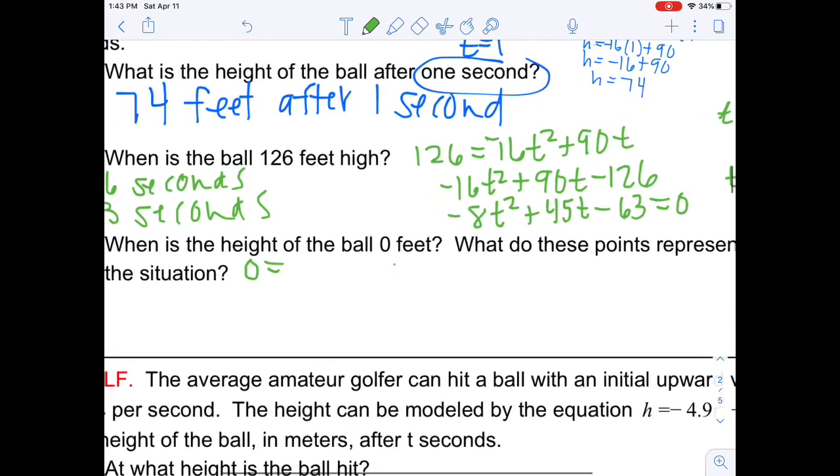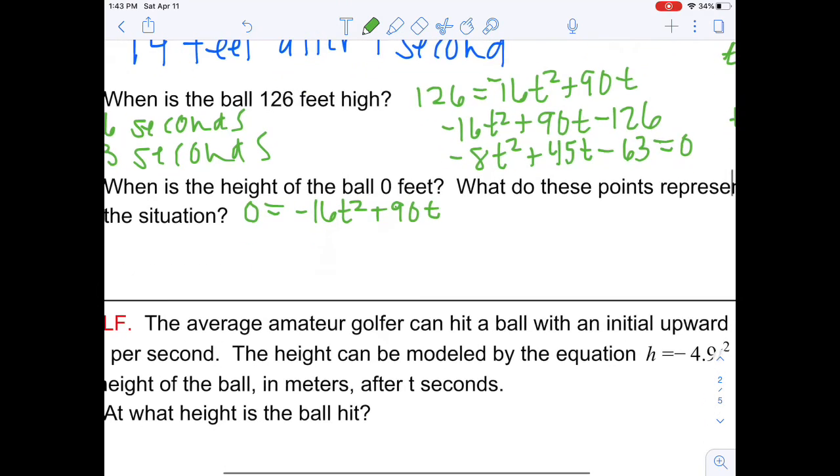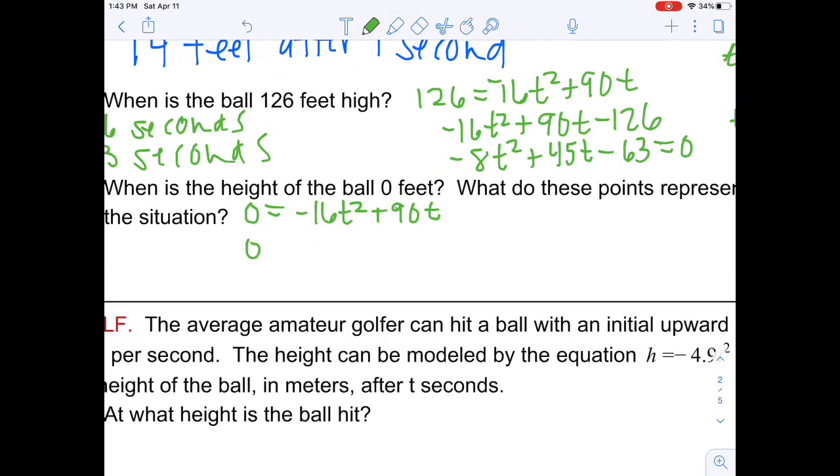So I'm going to substitute 0 for height. So 0 equals negative 16t squared plus 90t. I know I can solve by factoring. I'm going to factor out a t from both terms. So I get t times negative 16t plus 90. And now I have two answers. t can be 0, and negative 16t plus 90 can equal 0.